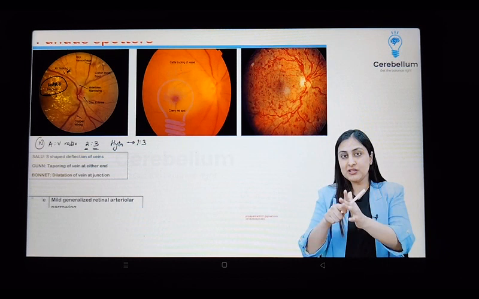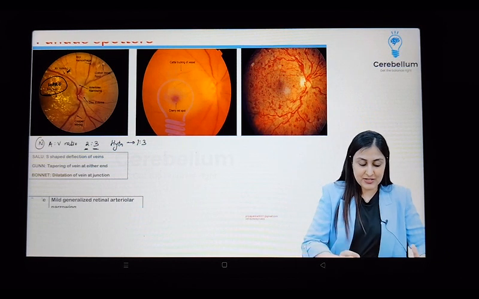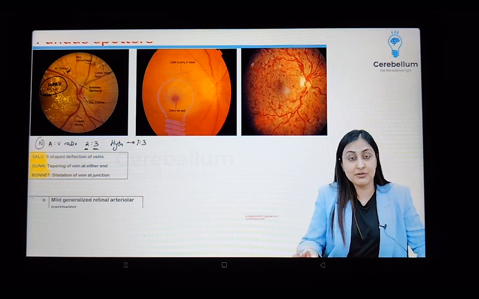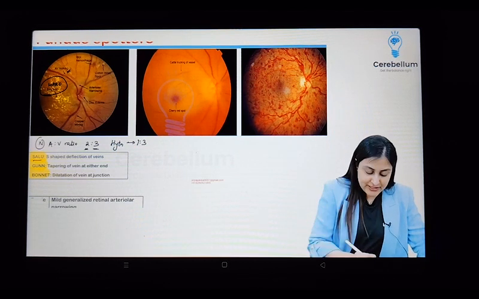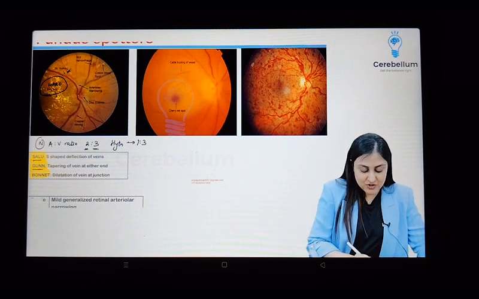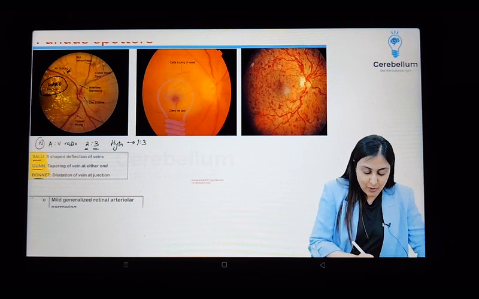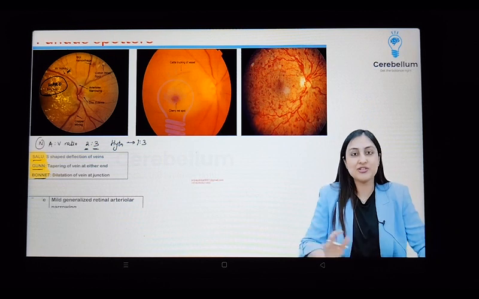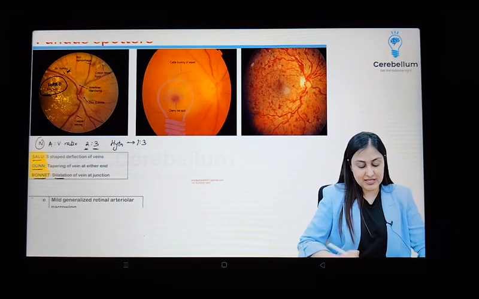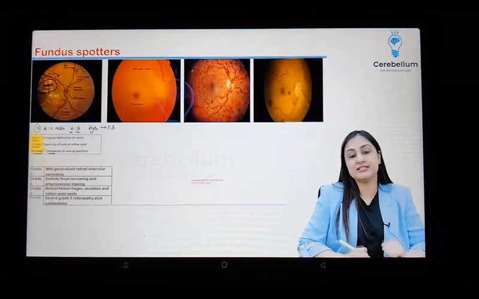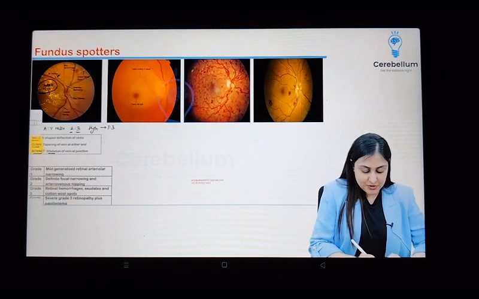Wherever the artery crosses the vein, it will cause some changes on the vein, which are described by these three signs: Salus, Gunn and Bonnet, which you can remember from Bhai. Salus is the S-shaped deflection of veins. Gunn is tapering of veins at either end, and Bonnet is dilation of the vein at the junction. So these are three signs of hypertensive retinopathy.